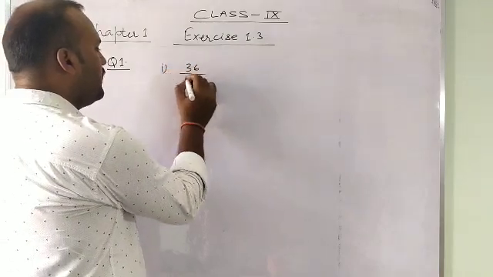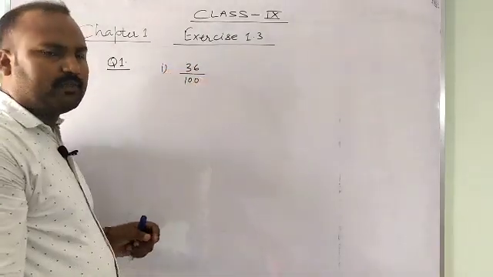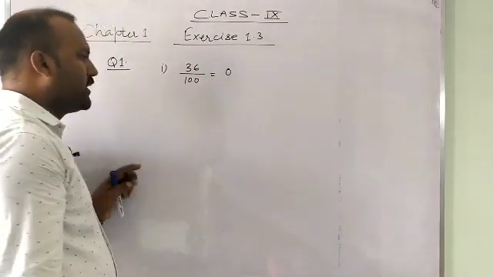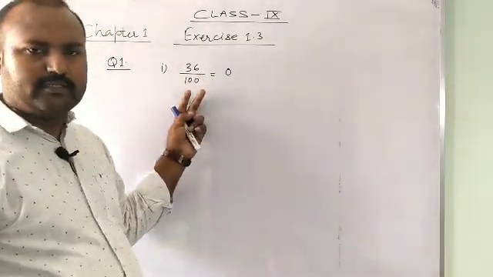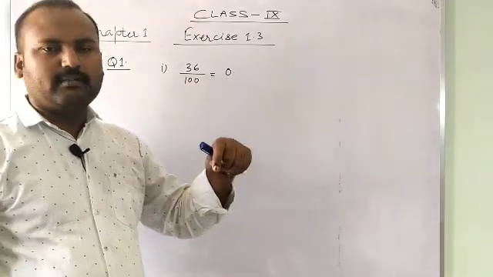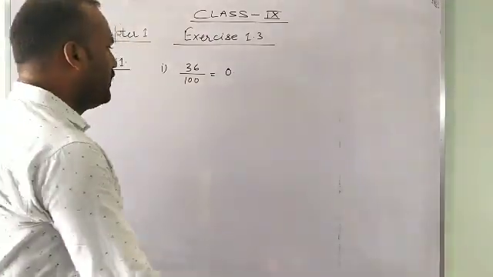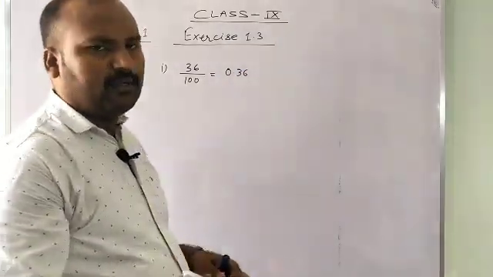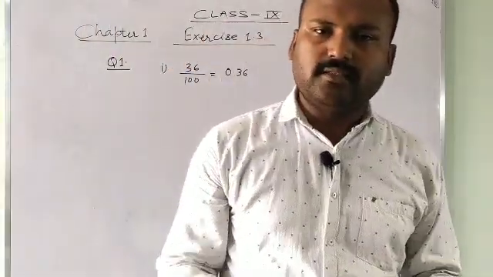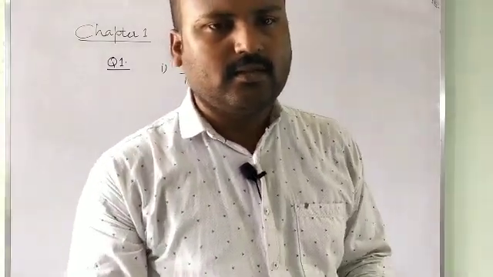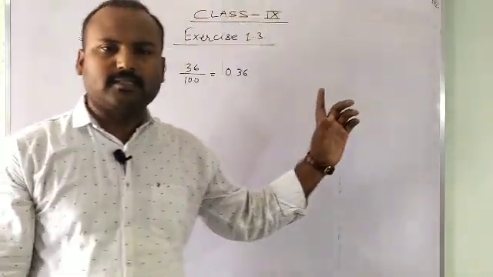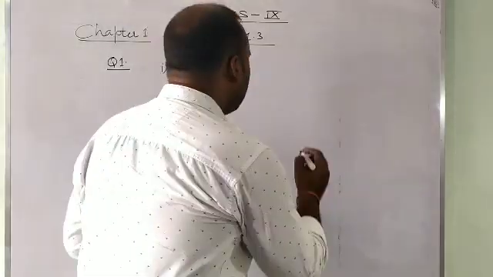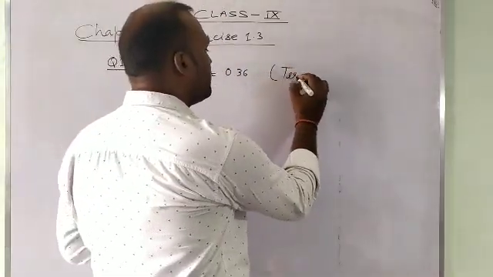Like first is 36 upon 100. It is very easy to convert into decimal form because 2 zeros are given in the denominator. It means the decimal point will be 2 places from the right. After dividing you will get 0.36. This decimal expansion is terminating, so you have to write here terminating decimal.